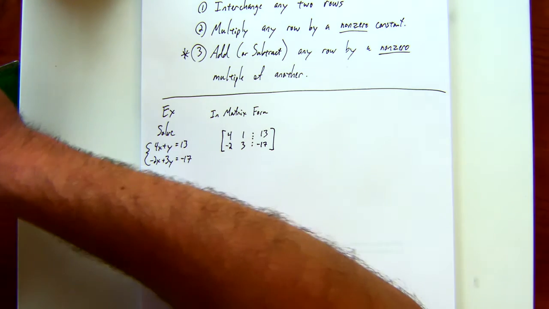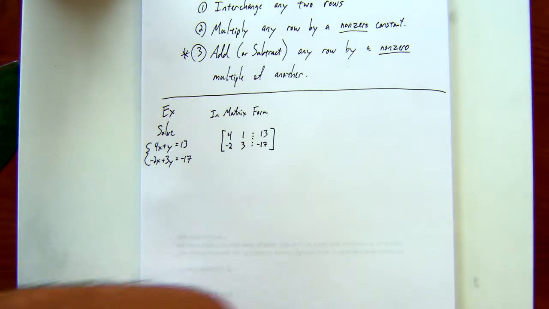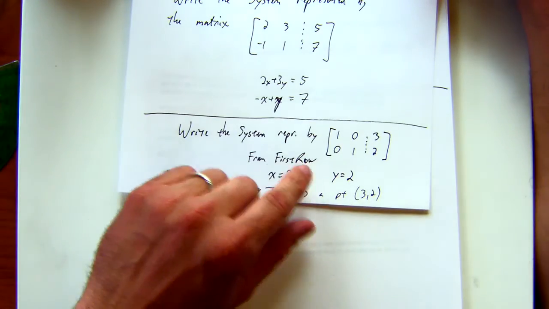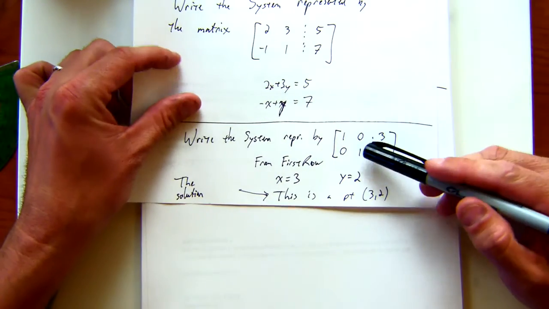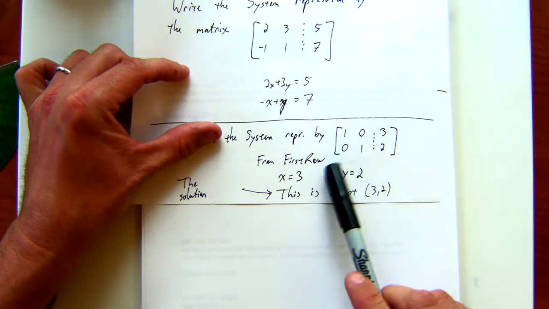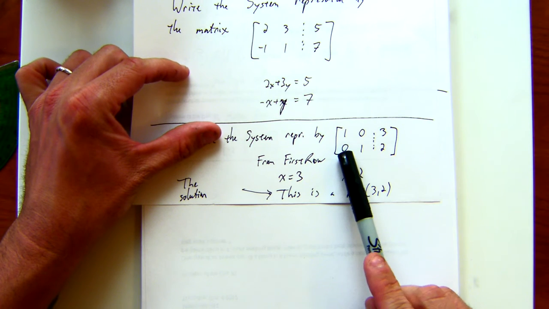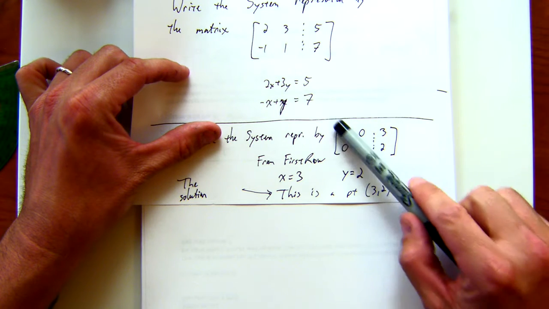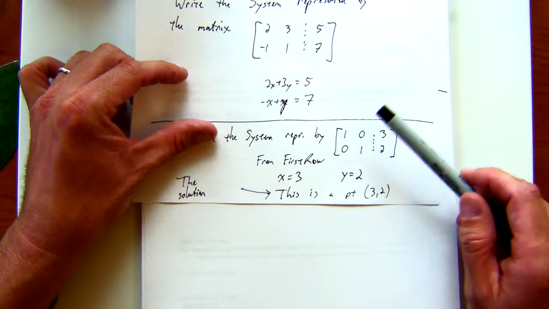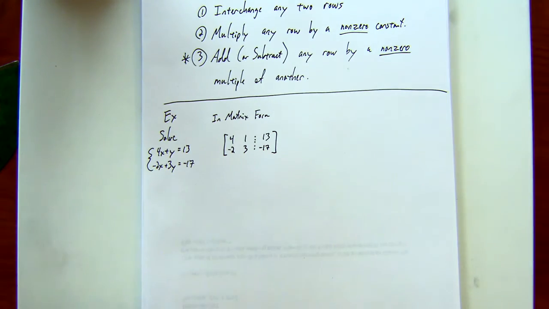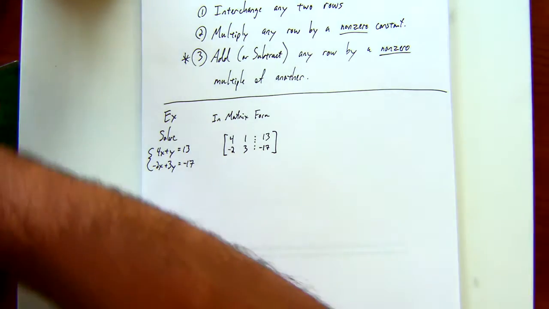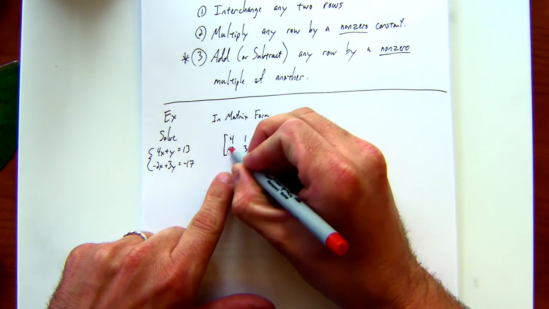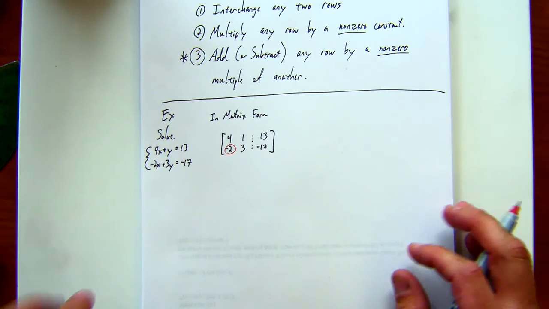Now, just to give us an idea of where we're headed, remember, we're trying to get something that looks like this. We want 1s here on what is called the main diagonal, and then we want zeros everywhere else. So the first thing that I want to do is try to make this a 0. So how can I make that a 0?